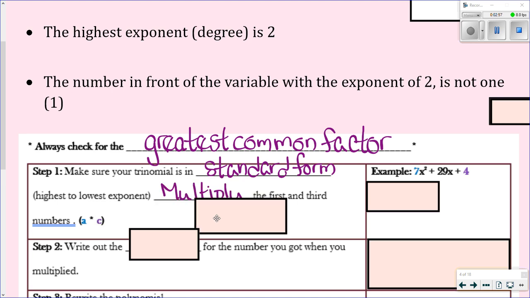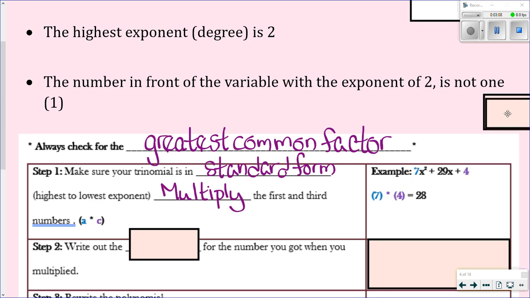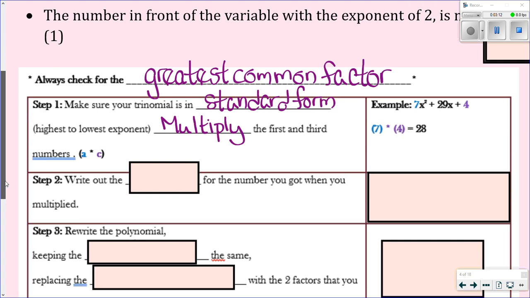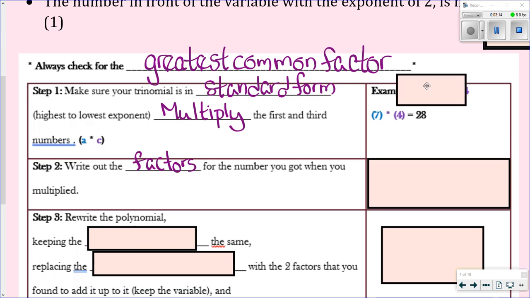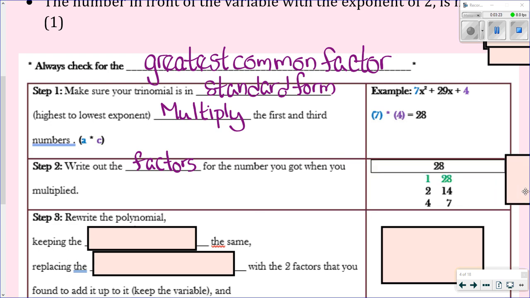So what you're going to do is multiply the first and the third numbers. Notice that I highlighted in blue the first term, and the third one is 4. When you multiply those two, you will get 28. The second step is you write out the factors for the number you got when you multiplied. So we're looking for the factors of 28. In this case, it's 1 and 28, 2 and 14, and 4 and 7.